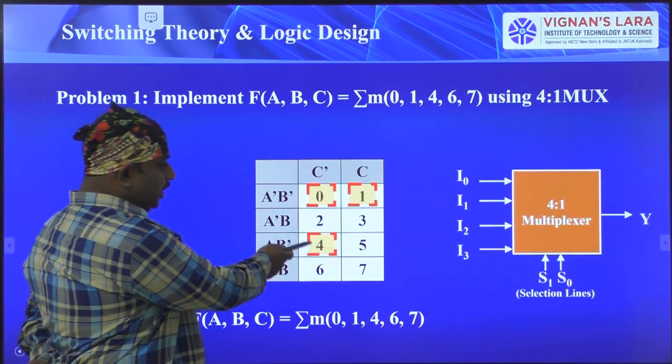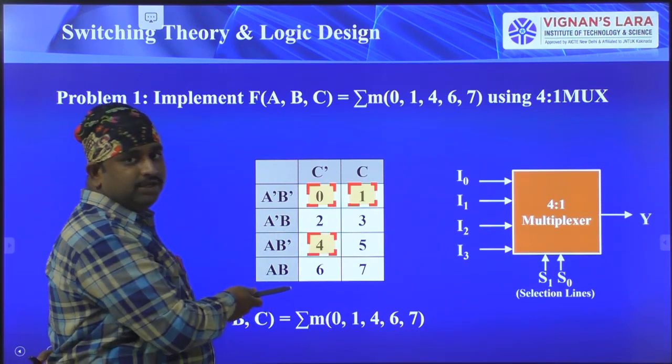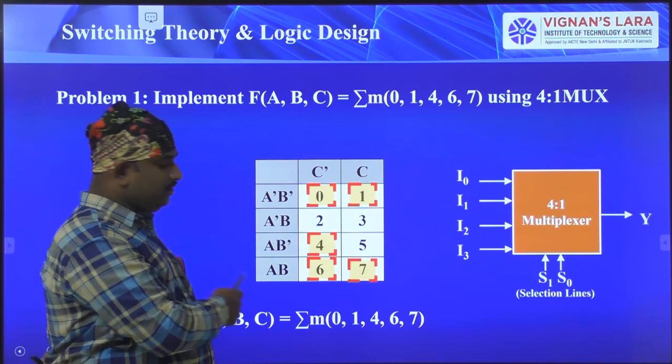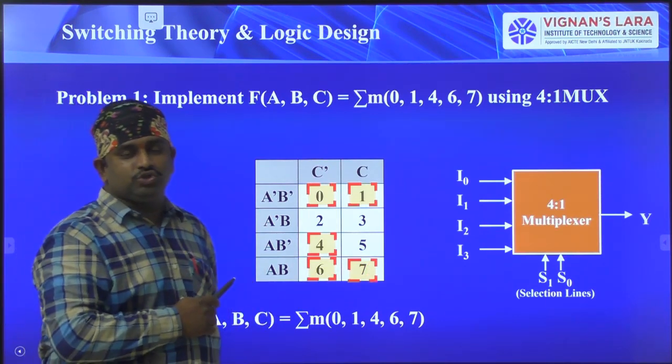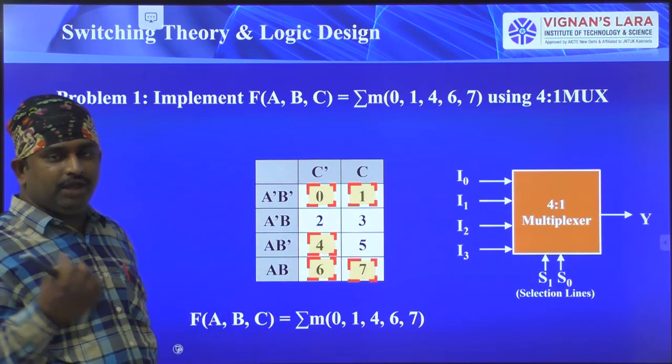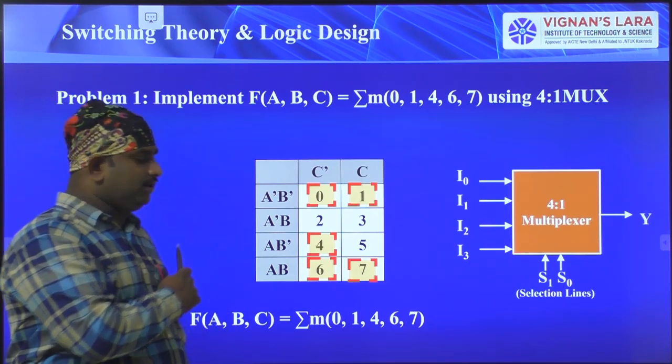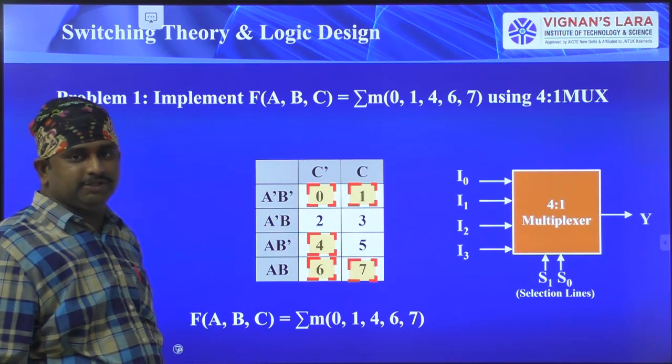Next, the 4th term, so I have represented 4. Next term 6, so now 6 I have highlighted. Next coming to 7, so 7 I have highlighted. So totally I have highlighted 5 terms: 0, 1, 4, 6, 7.